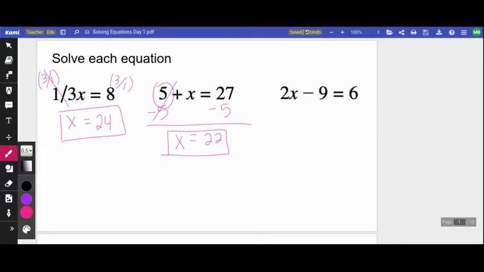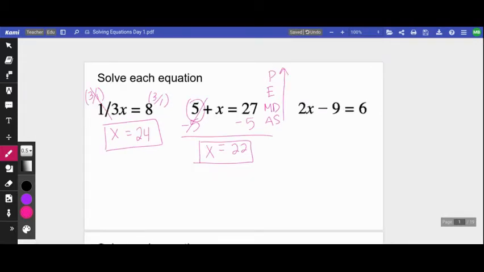Okay, third example, 2x minus 9 equals 6. This time we're going to have to do more than one step. So whenever we are solving equations, we are isolating our variables. The key is that you're doing order of operations in the reverse order. So instead of doing parentheses, exponents, multiplication, division, adding and subtracting, we're actually going in the opposite order. So I'm starting with anything that's being added or subtracted.